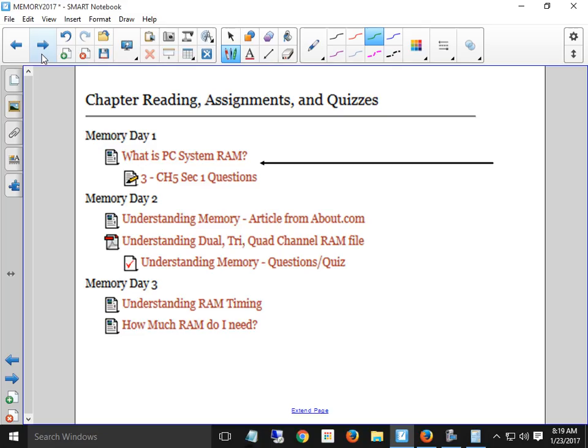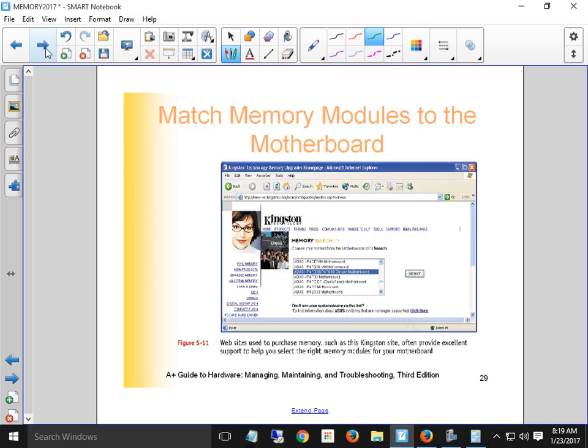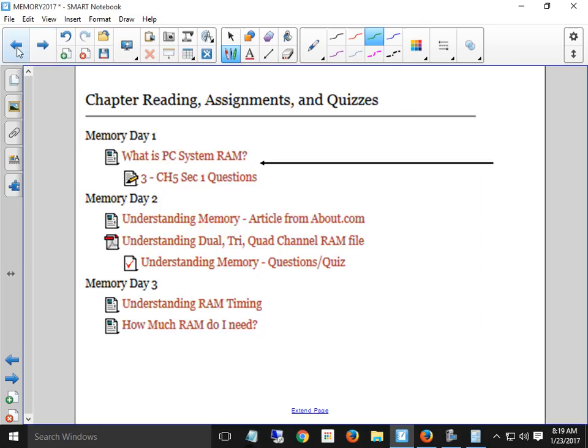So your assignment for the rest of this period, you're going to read the Memory Day 1 article and take the first set of questions on the Memory Day 1 article. That is where we're stopping right now. And then next class, we're going to talk about buying RAM, and we're going to take out and replace RAM, which you guys have already done, right?